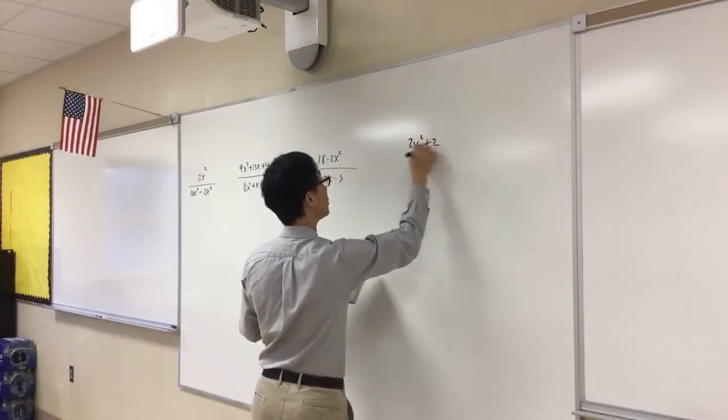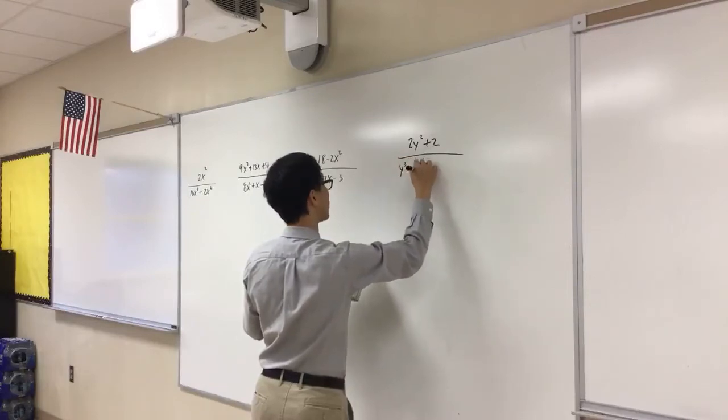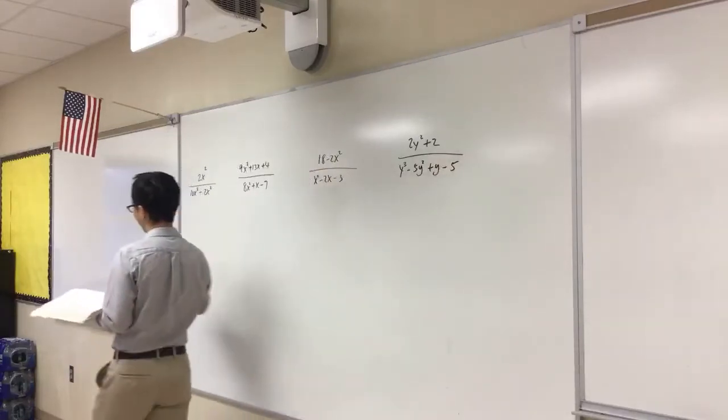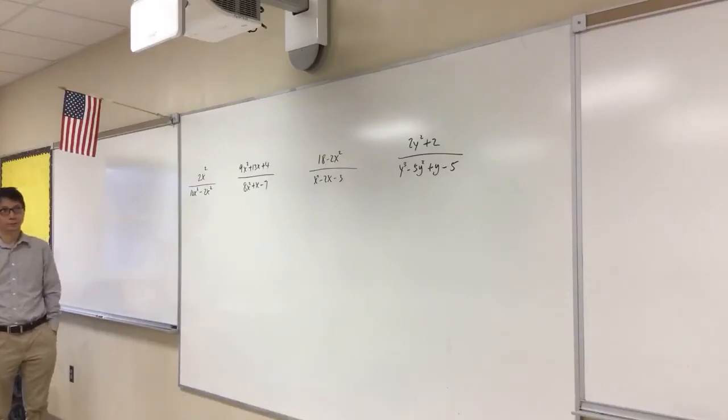2y squared plus 2 all over y to the third minus 5y squared plus y minus 5. So now we just put everything in combinations. There's some factoring that's typical, some full-term polynomials, and other things you have to worry about. You can look at those and say, hey, how do I handle this? We're gonna go one by one very quickly.